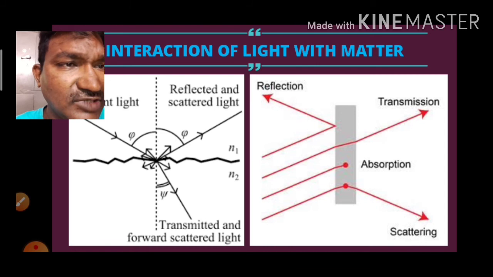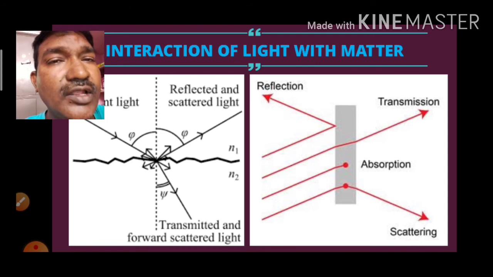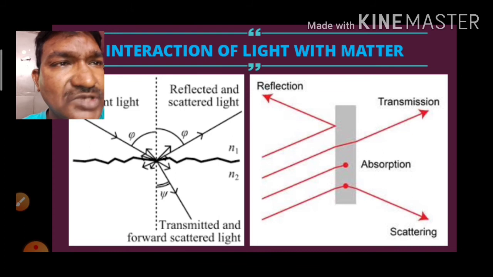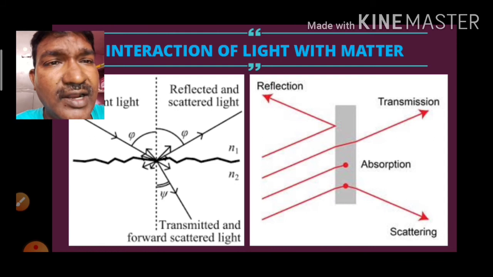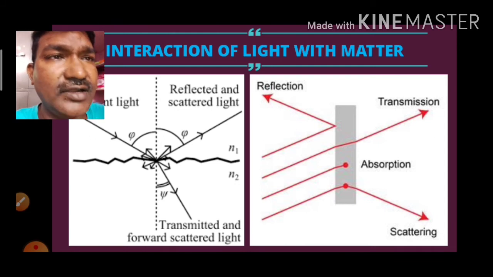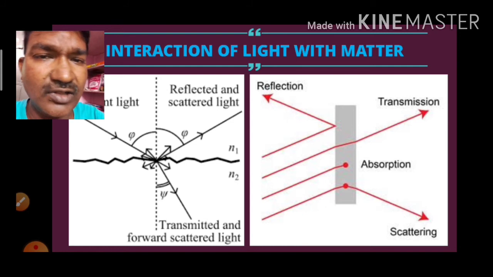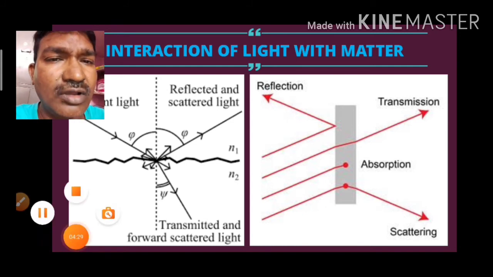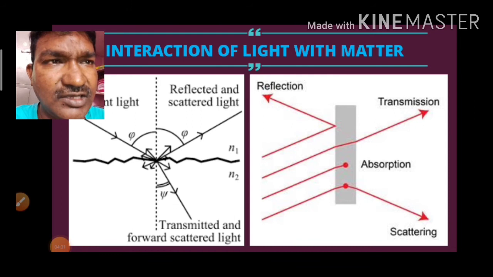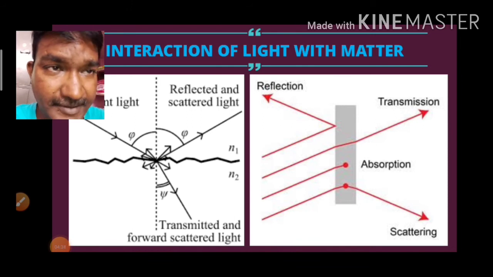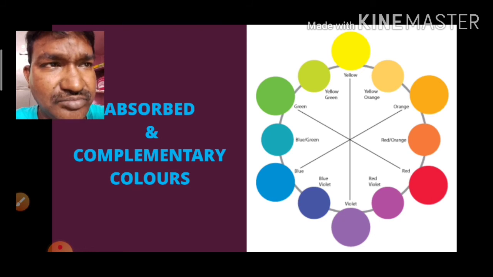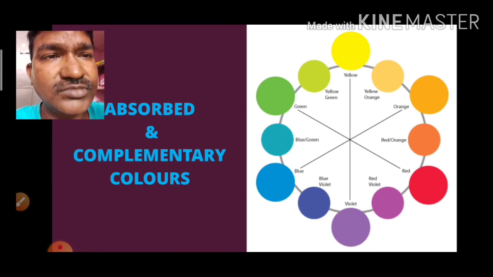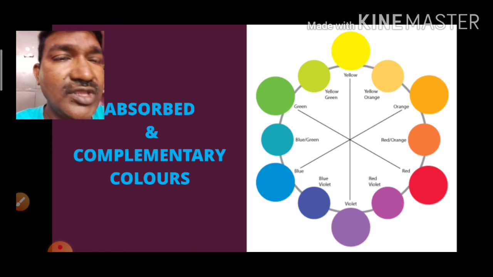Sometimes some substances completely absorb the incident light, and there will be no transmission and no reflection. In some cases the light will be completely reflected. So like that there is a possibility of all these three phenomena, but one of these three or all three may occur. Now here, depending on the color absorbed and depending on the color reflected, objects appear in different colors.